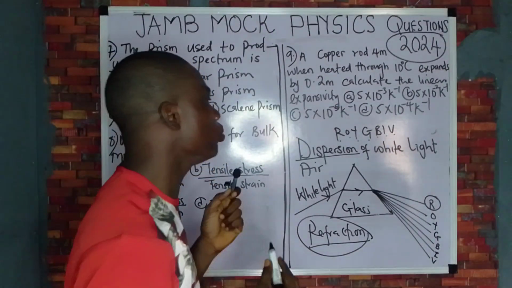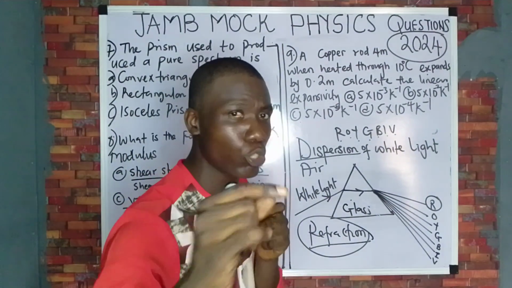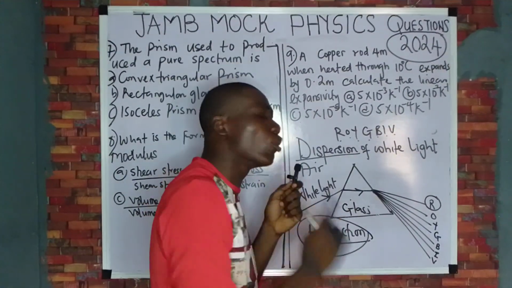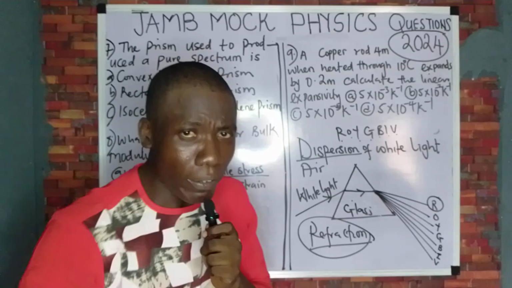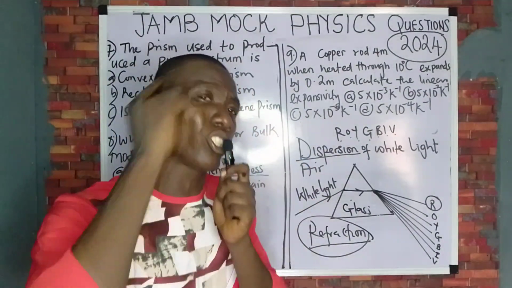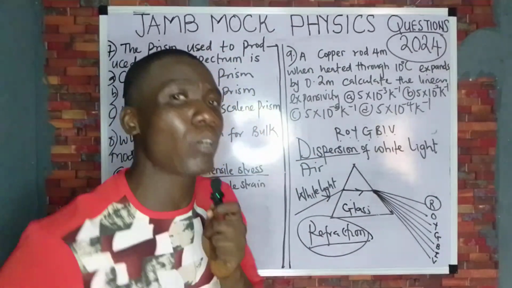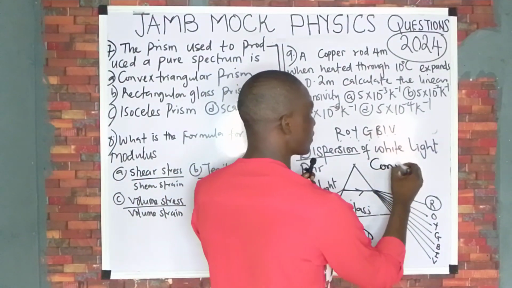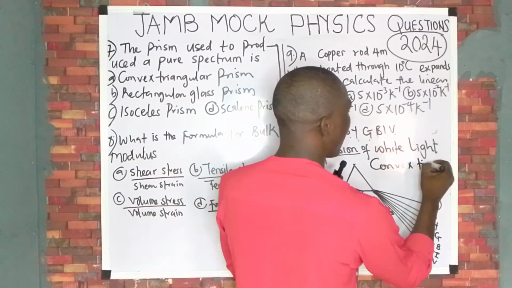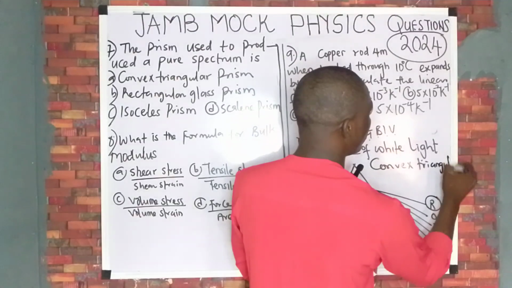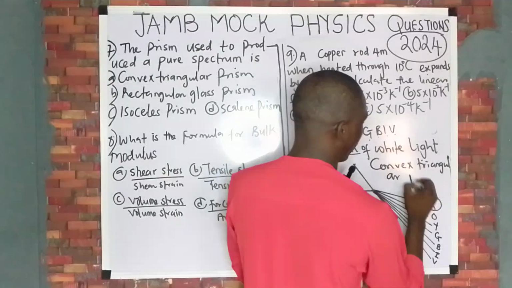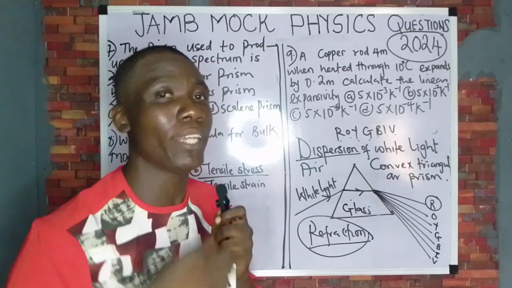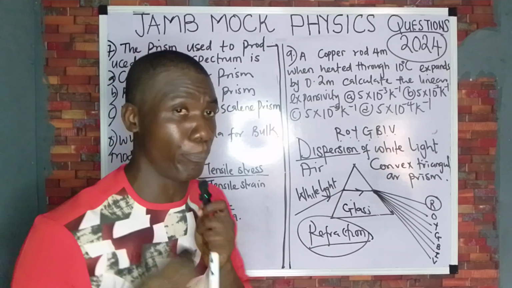No. You are going to use what we call, take note, please get your pen and your jotting material. To produce a pure spectrum, write it down. You need a convex triangular glass prism. I repeat again, convex triangular glass prism. Some of you might not have heard of this before. What is a convex triangular glass prism? It is actually a prism constructed to produce a pure spectrum.